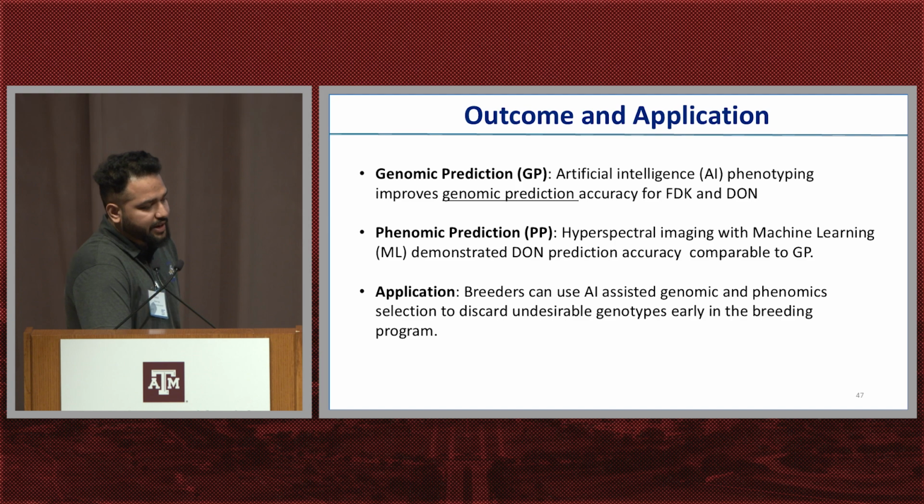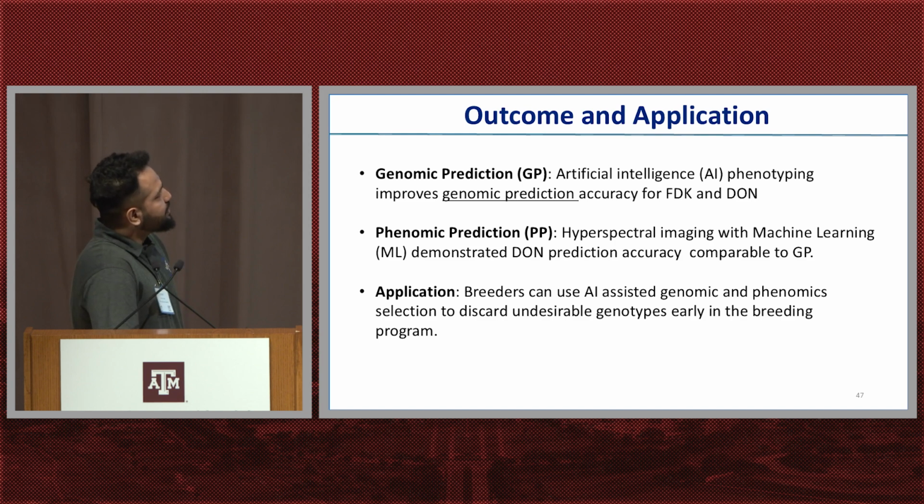And moving into the outcome and applications, our results demonstrate that by integrating the high-throughput data into our genomic and phenomic prediction models, we can significantly improve the prediction accuracy for these traits, that is FDK and DON. And the phenomic prediction model alone, integrating hyperspectral imaging, has the potential to estimate DON as well. I would say like 0.45. It's not that good, but still you can do that.